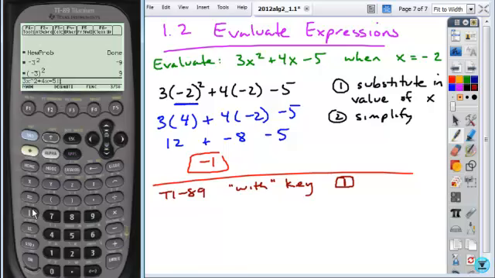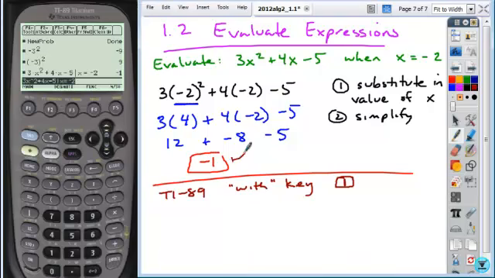So we're going to use the with key, and then we're going to tell it what we want to be replaced. So we wanted our x's to be replaced with, and so x equals, and then just plug in the value that x is equal to, -2. Okay, so what I did is I took the whole expression, 3x squared plus 4x minus 5, the vertical bar with x equals -2, and when I hit enter, it confirms that -1 was my correct answer. So that's the with key. It allows you to evaluate expressions. And it even allows you to evaluate expressions if you have multiple variables.